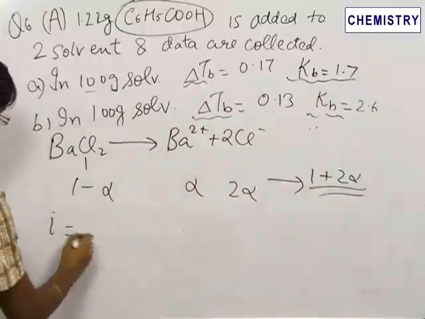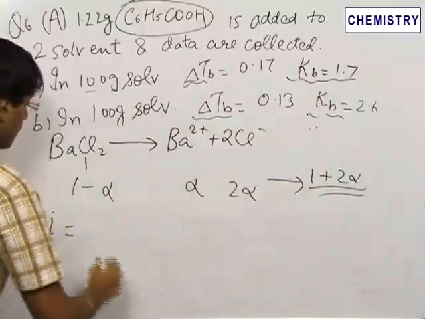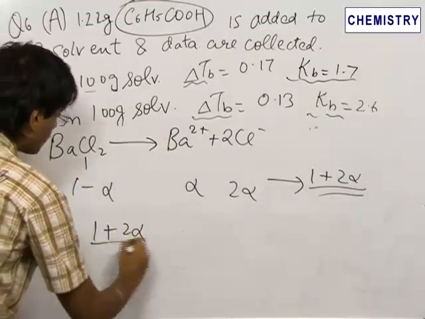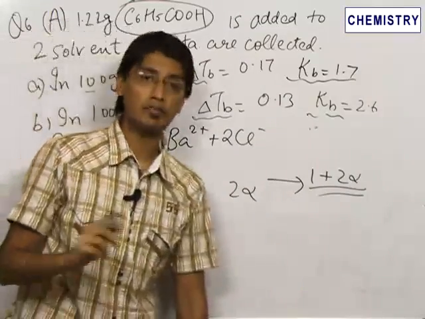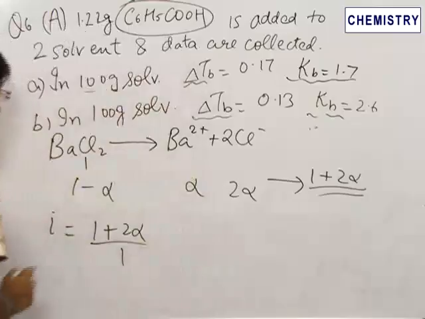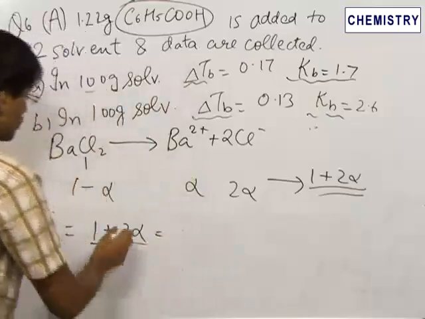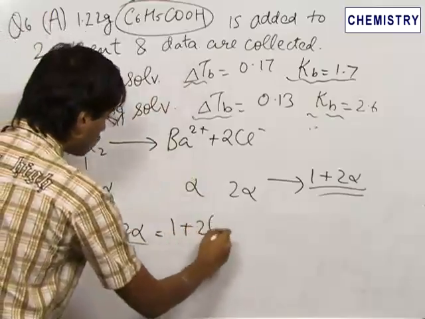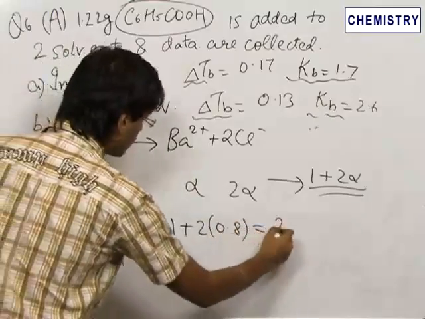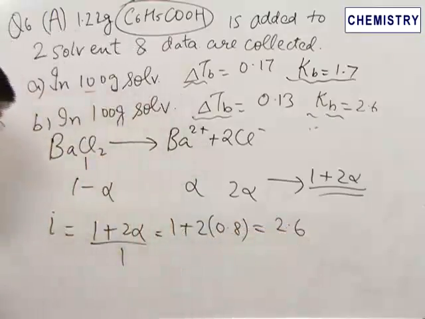The Van't Hoff factor becomes 1 plus 2 alpha divided by 1, which is equal to the total number of moles present after dissociation divided by the total number of moles before dissociation. This is equal to 1 plus 2 alpha, that is 1 plus 2 times 0.8. This is equal to 2.6.